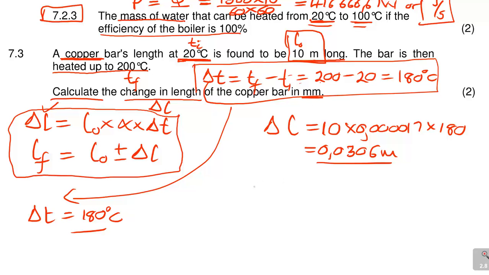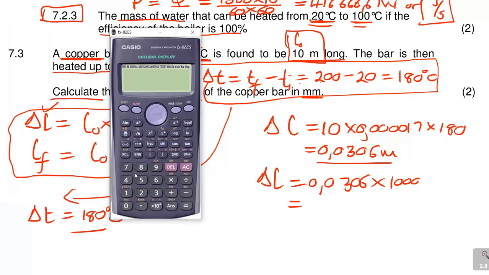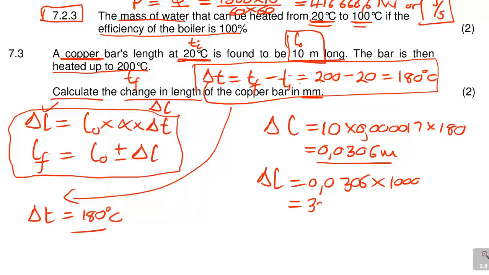But the question says in millimeters, so change in length is equal to 0,0306. Then you multiply that by 1,000. That is the one then that will convert your meters. You are converting it now, it will be 30,6 millimeters. In this case, it is in millimeters. So that is how you can use this to find the final answer in that case.